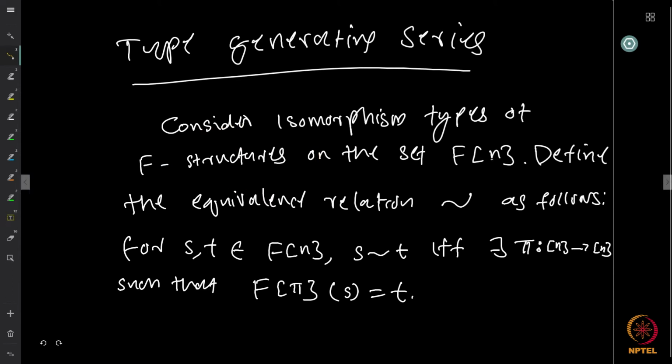So take any n element set, 1 to n, and look at F of n, and then we can look at the isomorphism types on F of n. Now let me define an equivalence relation as follows. What is the equivalence relation tilde? It says that for any two structures S and T in F of n, S is equivalent to T if and only if I can find a bijection pi from the set 1 to n to itself, such that F of pi, the transport of pi, takes the structure S of type F to the structure T of type F. So if you can find such a bijection pi, then we say that S and T are equivalent, that they are isomorphic. That is the idea.